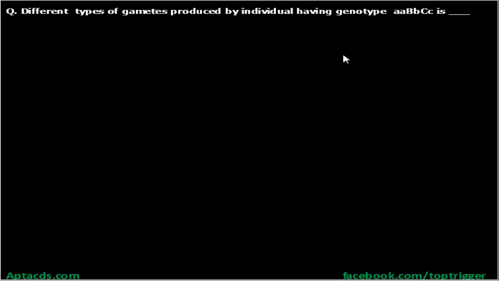This is a typical problem of Mendelian genetics in which a question is asked regarding the different types of gametes produced for a given genotype. So in this particular question, the very first step is to calculate the number of heterozygotes.